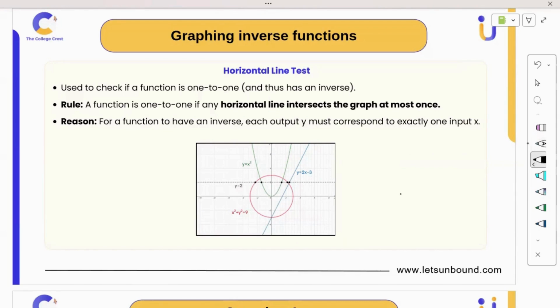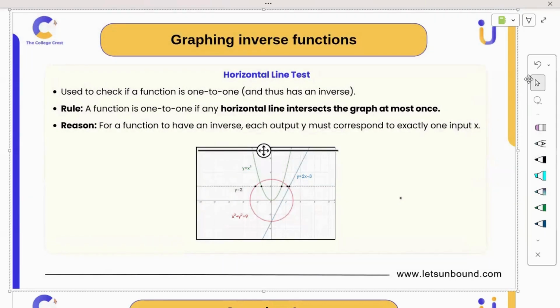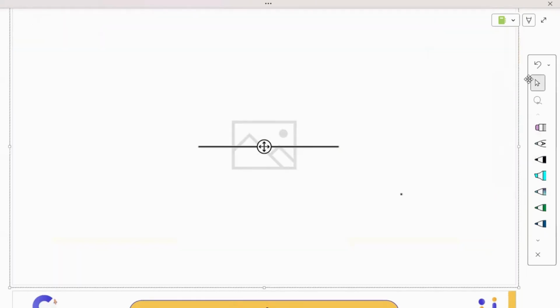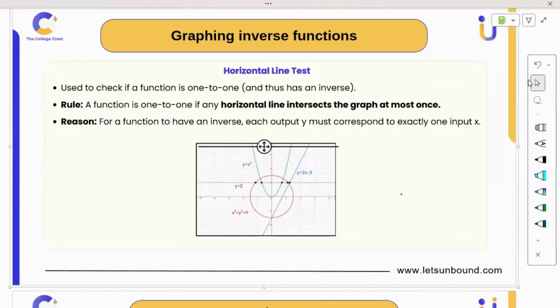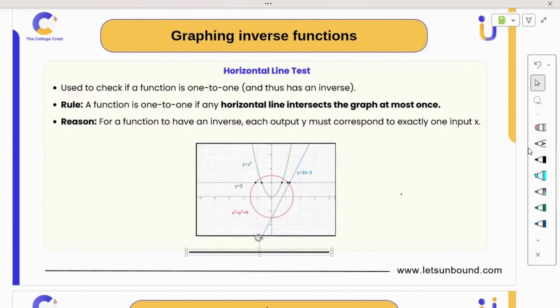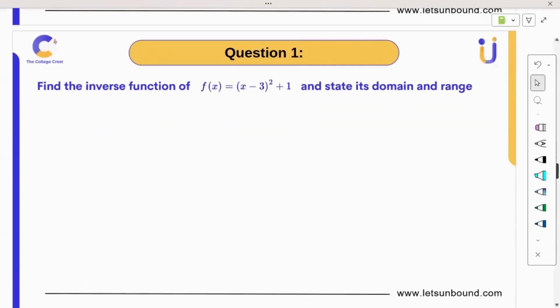As I mentioned already, in a problem you have to pass a horizontal line through a graph. So in this case, we know this is a horizontal line. The parabola, it's cutting at more than 2 points. The circle also. Only this line is a one-to-one function. Others are not one-to-one in this case. Right? And now, let's go for a question.